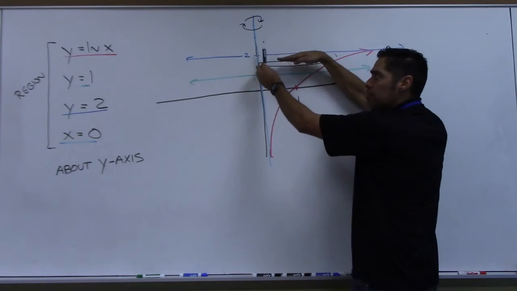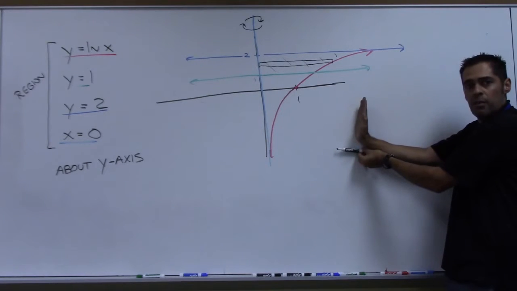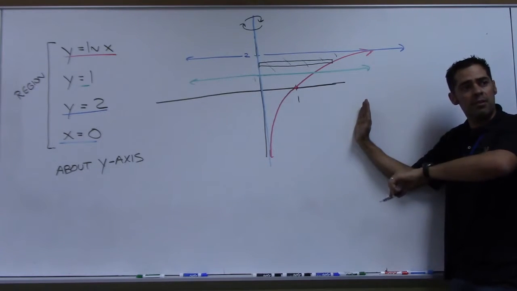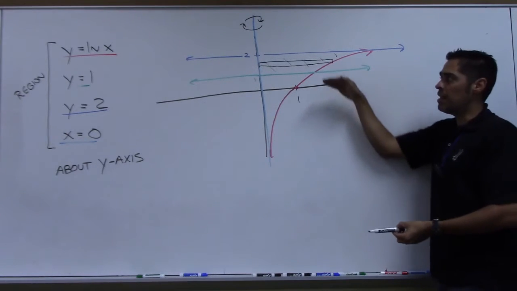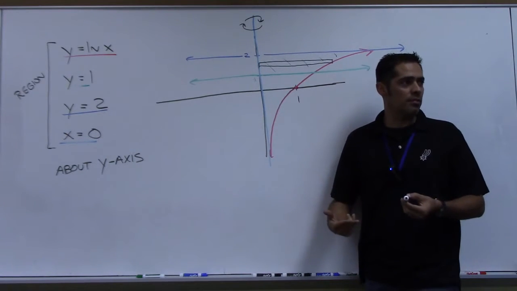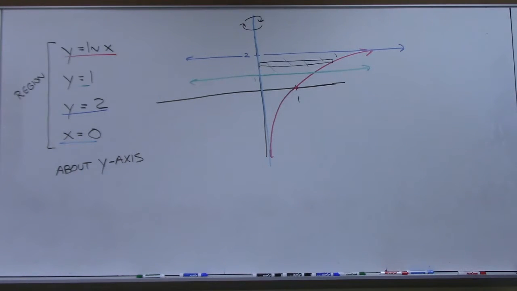This is perpendicular to my axis of rotation. In the last problem, my rectangle was perpendicular to the axis of rotation. There is another method called the method of shells where it's the opposite. Your rectangle will always be parallel to your axis of rotation. So that's what distinguishes the two methods, one we haven't seen. All right, here we go.